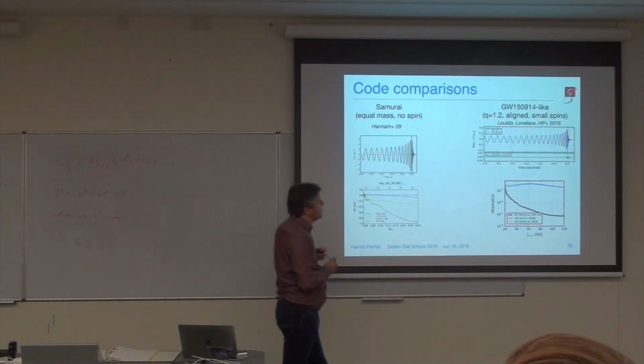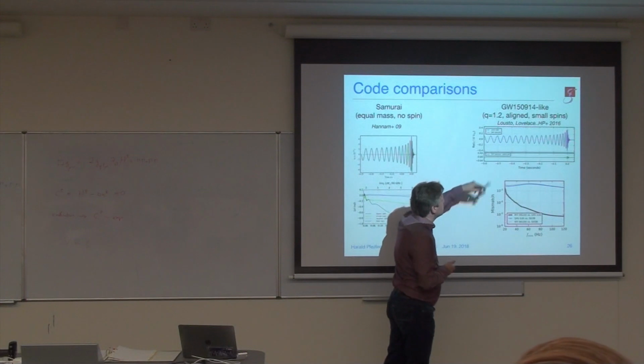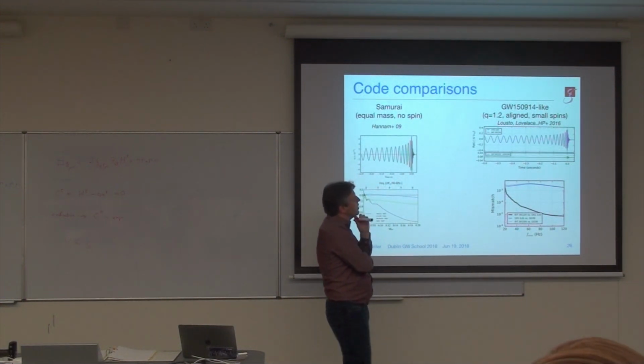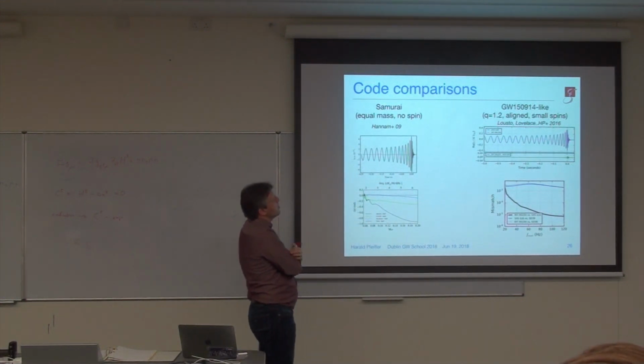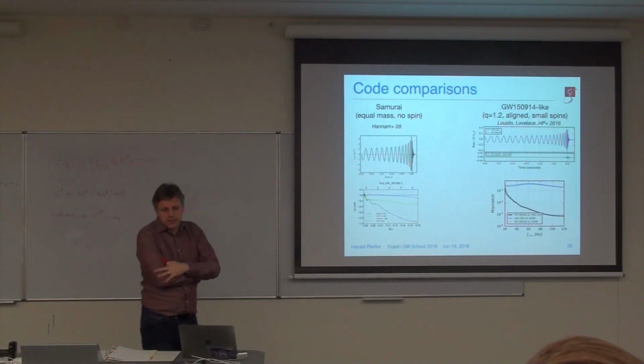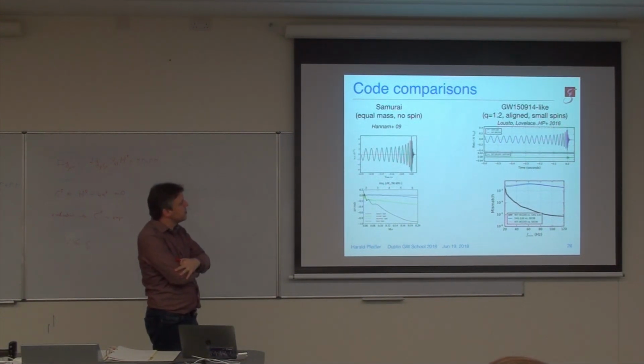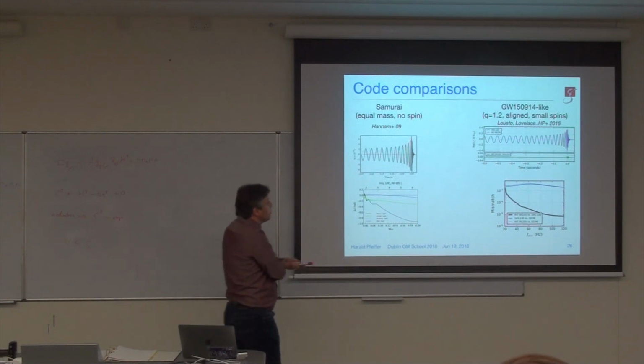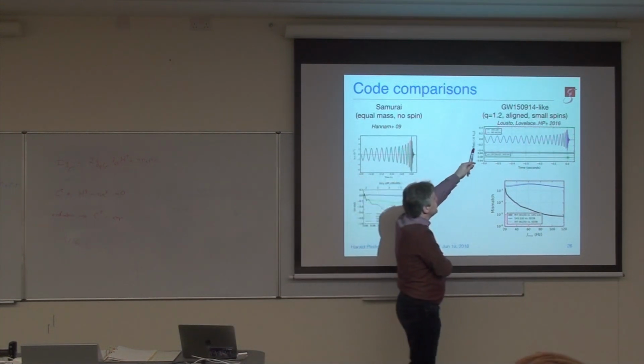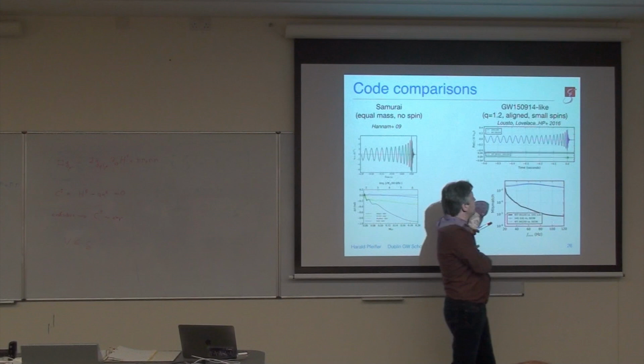Here's a newer comparison, SpEC versus RIT. This is for a system that was actually then used for the analysis of the first gravitational wave discovery. And as before, the two different numerical relativity simulations are within the line thickness of each other.